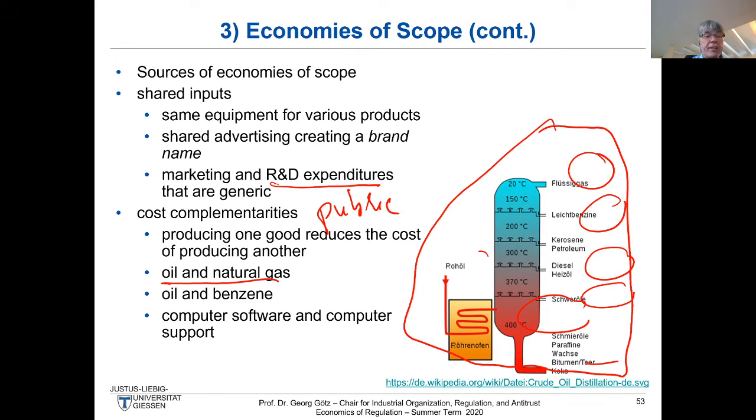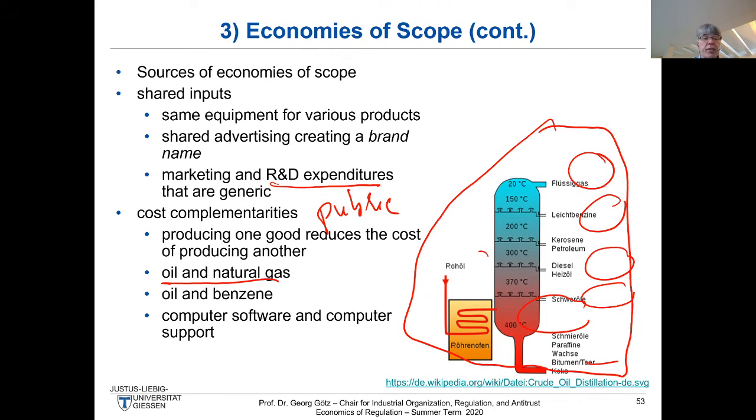This is a bit like the cow. Okay, if you have a cow, it produces both the milk and the meat and even the leather from the hides. Okay, this is also a famous example, the cow of economies of scope, which is even used in a book by Baumol, Panzar and Willig.